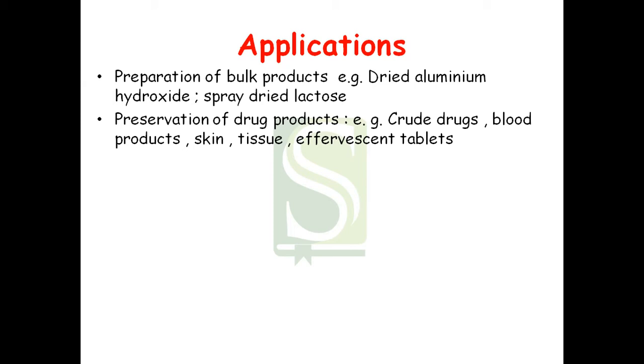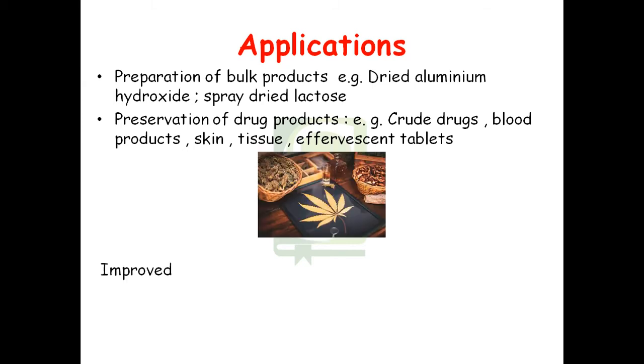Drug products like crude drugs of animal and vegetable origin, after drying, are preserved from chemical decomposition. The bulk products, skin and tissues, are preserved from microbial growth. Also, the synthetic and semi-synthetic drugs are preserved from chemical decomposition, and the effervescent tablets are also preserved from chemical decomposition. The next application is improved characteristics.